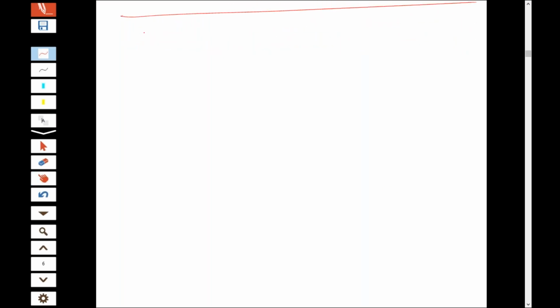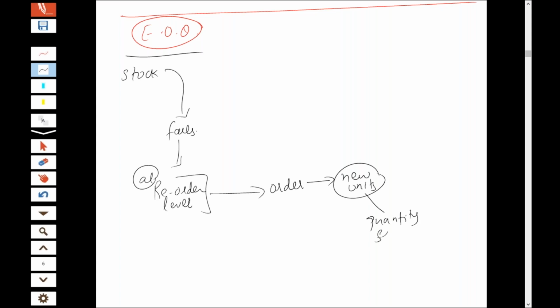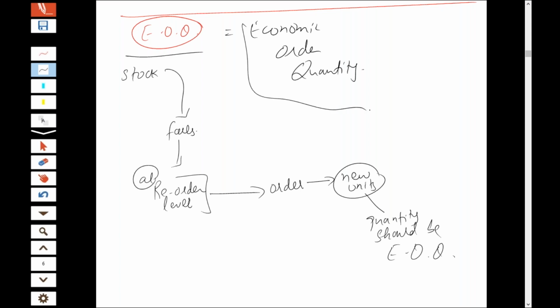Now, listen, what is EOQ? EOQ, economic order quantity. See that when your stock falls at reorder level, you order new units, and that new units quantity should be EOQ. Now, what do you mean by the term economic order quantity? I'm now going to explain it in the next slide. Have you copied this?